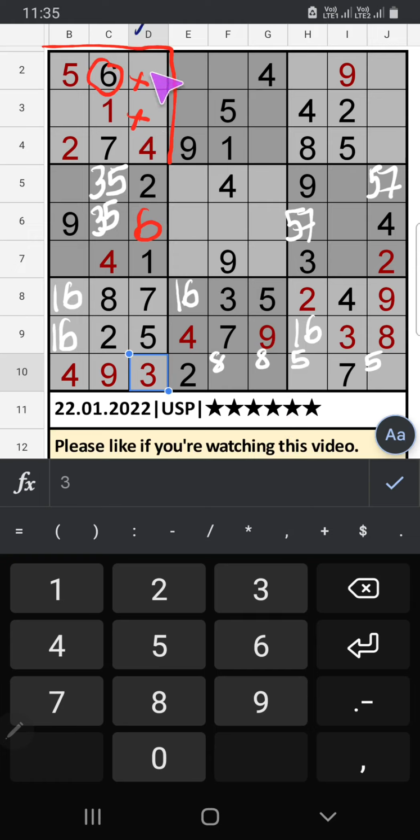In column D, 2 numbers are remaining, 8 and 9. In the second row we have 9, so 9 is confirmed here, then 8 is here. Then in this grid only one number is remaining, 3 is confirmed here. Then in column B, 2 numbers are remaining, 7 and 8, we will confirm later.